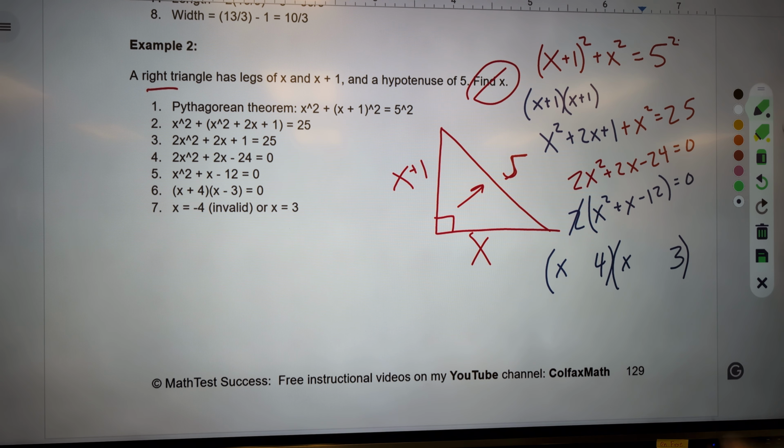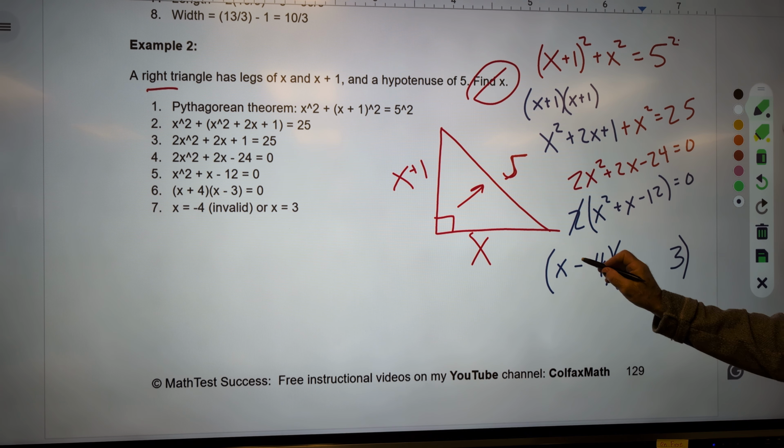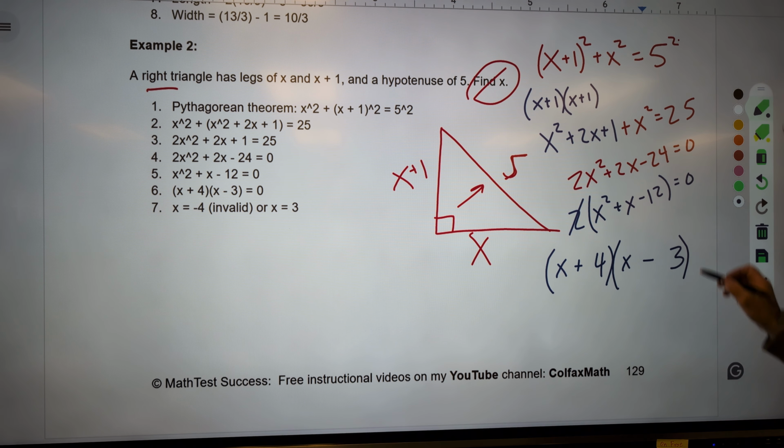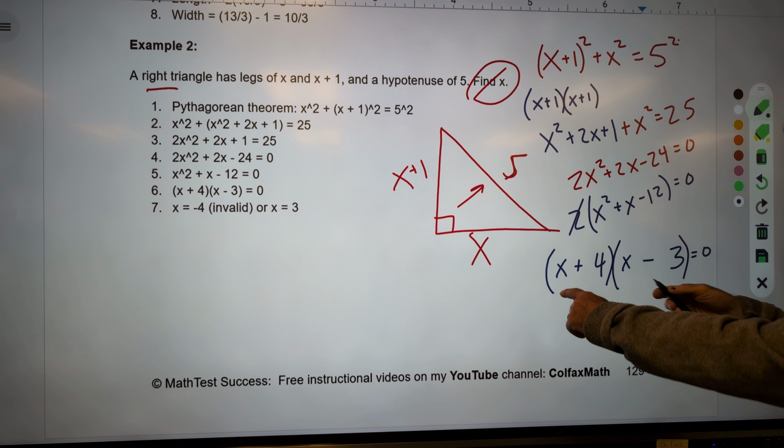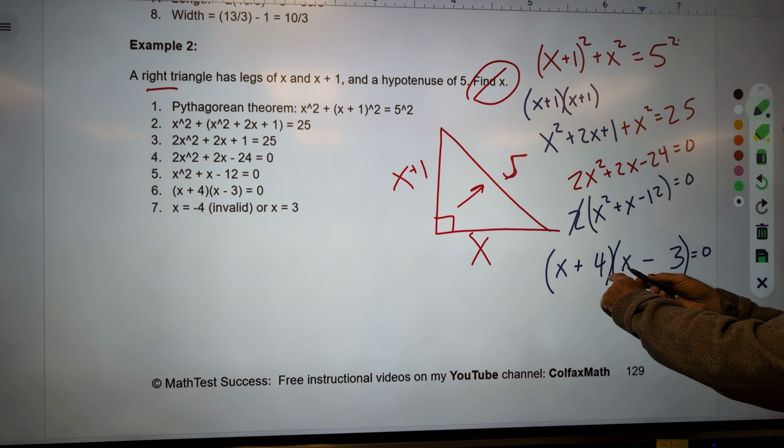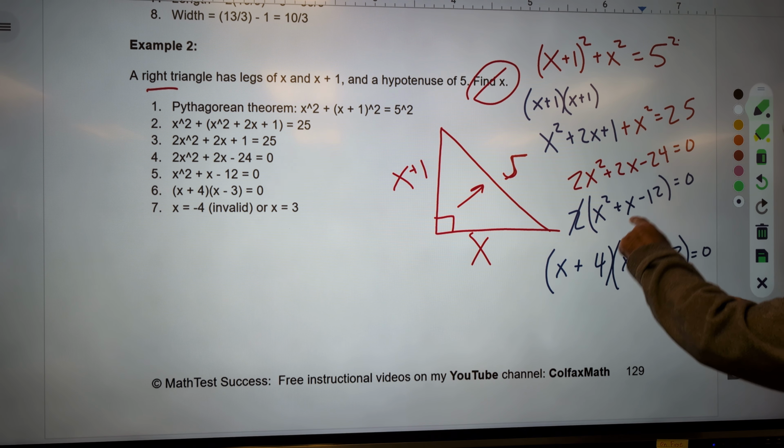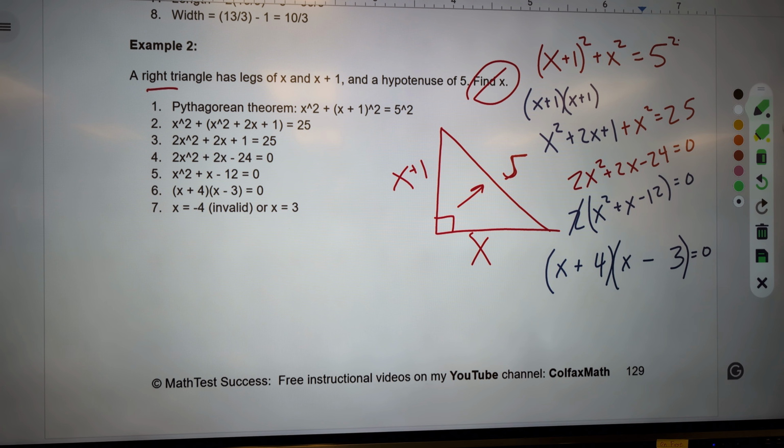We have those chapters on factoring. One has to be positive, one negative, and this whole thing is equal to 0. Let me double check that. I FOIL it: x squared plus 4x minus 3x gives me 1x, minus 12. That's right. Now I have the zero product property.